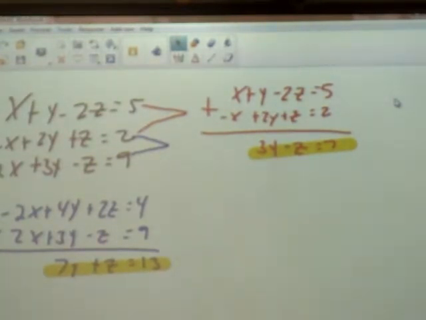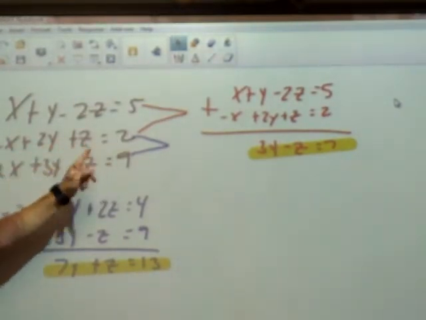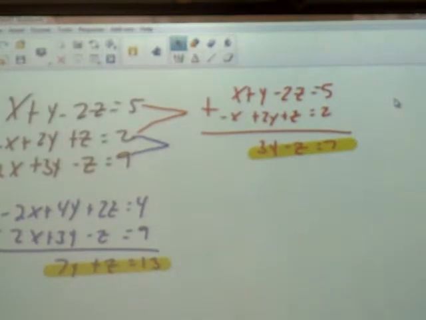What'd you say you just did? For my first blue one here, I multiplied that whole second one by 2 so that I could get rid of my x's.